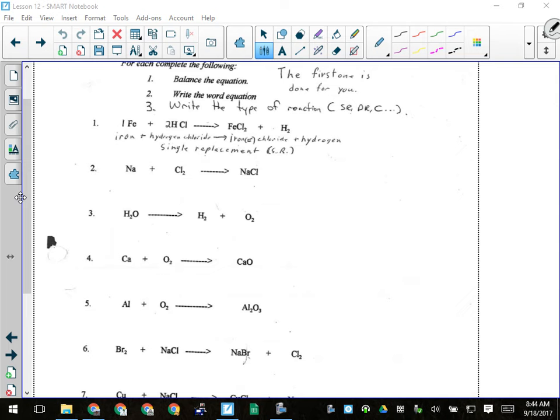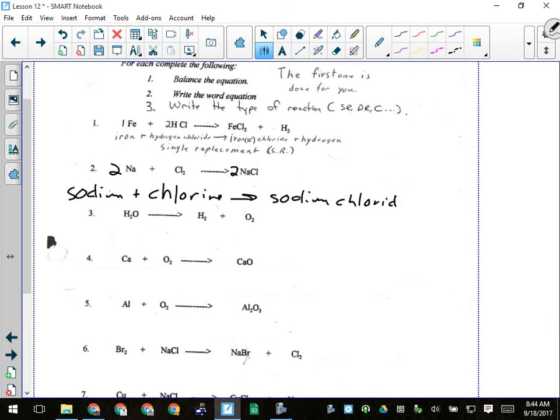So first one's kind of already done here, but I'll walk you through the second one just to clarify. First off, we want to balance the equation, and with everything except combustion reactions, I start with what's present in the largest number. That would be chlorine. There are 2 over here, so I would need a 2 over here. That gives me 2 sodiums, so I go back here, and now my equation is balanced. The other thing is we have to write it out in words, so this would be sodium plus chlorine gives sodium chloride. Nothing too difficult there. And then we have to name the reaction type, synthesis.